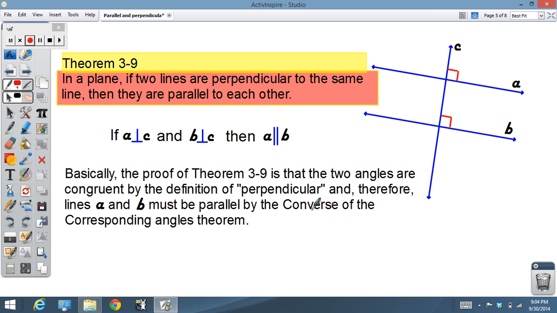Basically, the proof simply involves the fact that two angles have to be congruent by definition of perpendicular. They both must be 90 degrees. Therefore A and B must be parallel. Again, if corresponding angles are congruent, the lines must be parallel. That's the converse of the corresponding angles theorem.